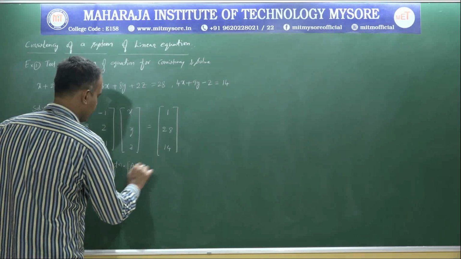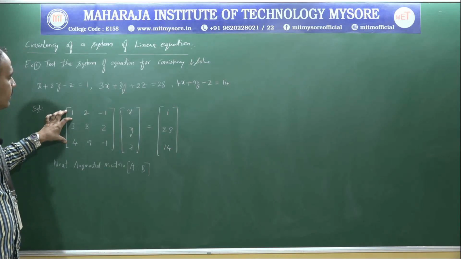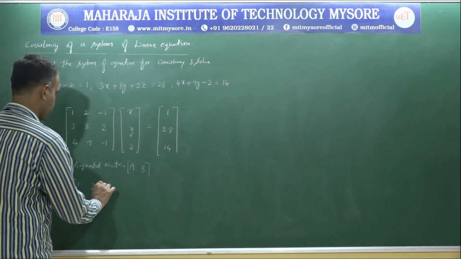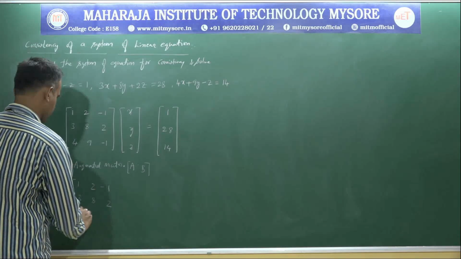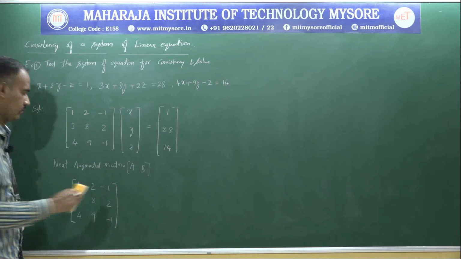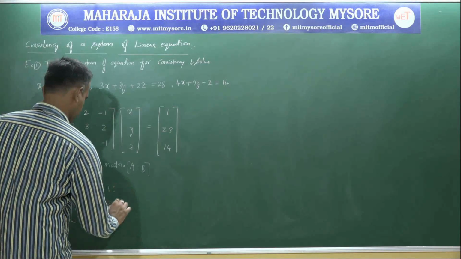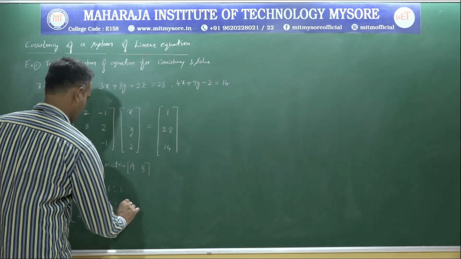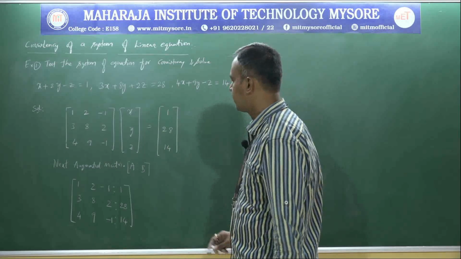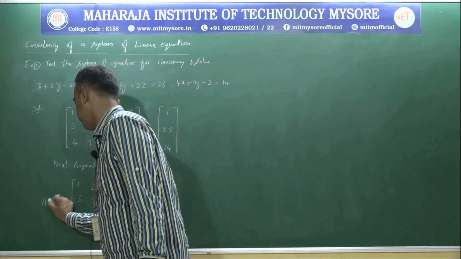Now, what is the augmented matrix? It is the coefficient matrix A along with the constants column. We specify the augmented matrix in this form.